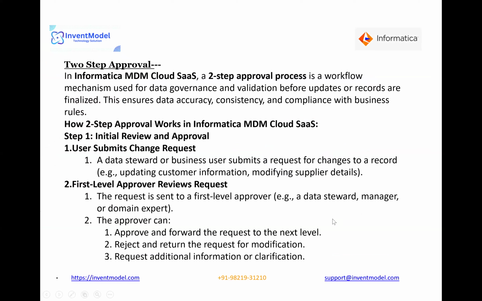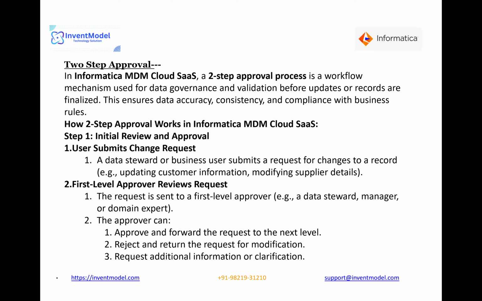In Informatica, we have already discussed the one-step approval, and two-step approval is similar, but we have to select the two-step option over here, where we select the kind of approvals. We have one-step approval, two-step approval, then we have four-step approval also. So, it is a two-step approval process.